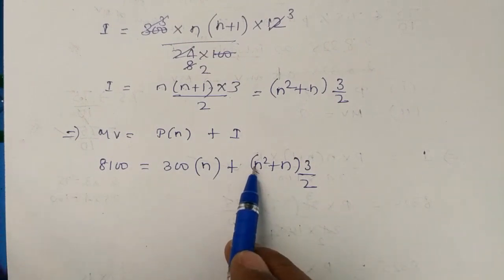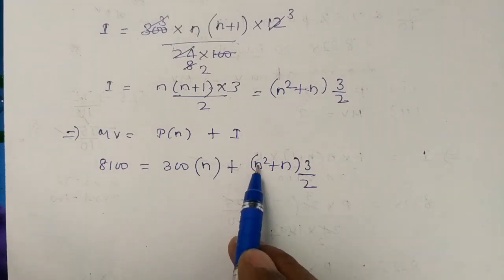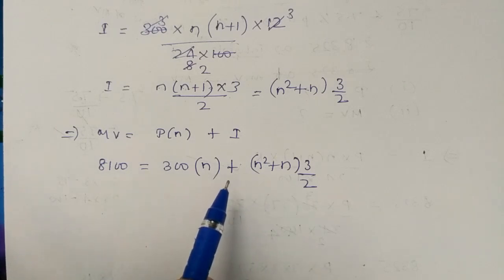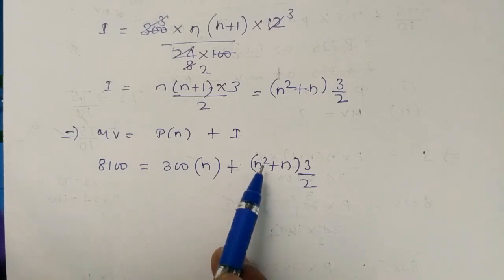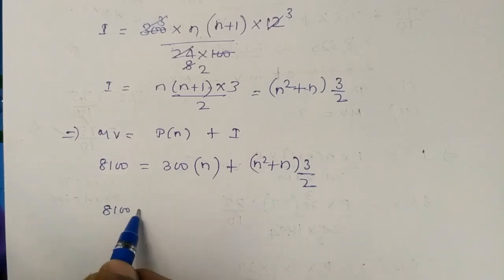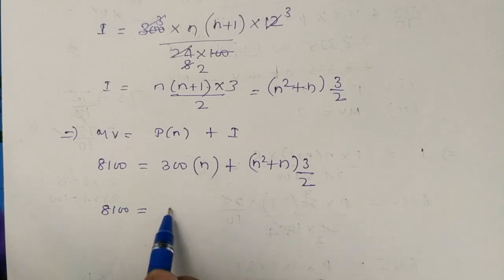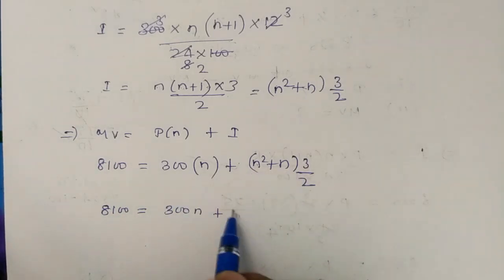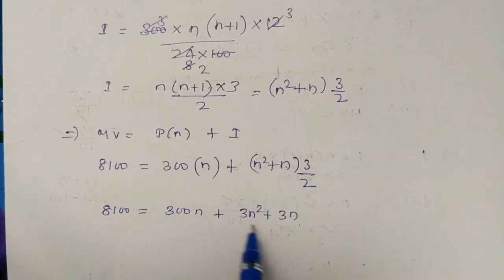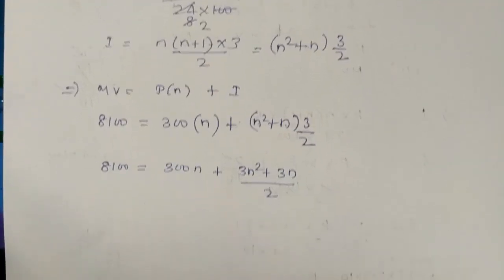Once we get n square, it becomes a quadratic equation. As I already told, n finding problems are a little bit difficult, because we are not getting the answer like in P, I, MV finding type of problem. Here n square is there, no? So it becomes a quadratic equation. Let us try to solve. 300 into n, 300n plus 3 into n square, 3n square plus 3 into n, 3n, whole divided by 2.